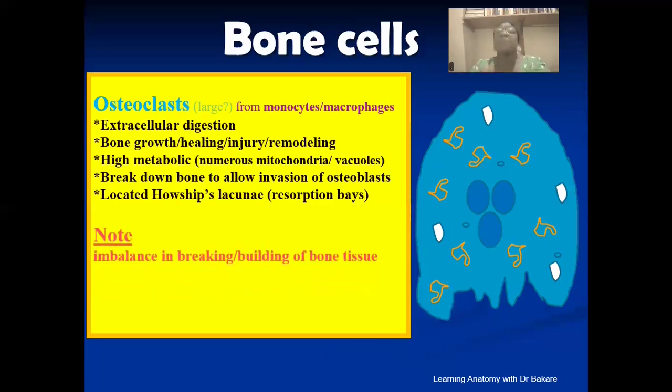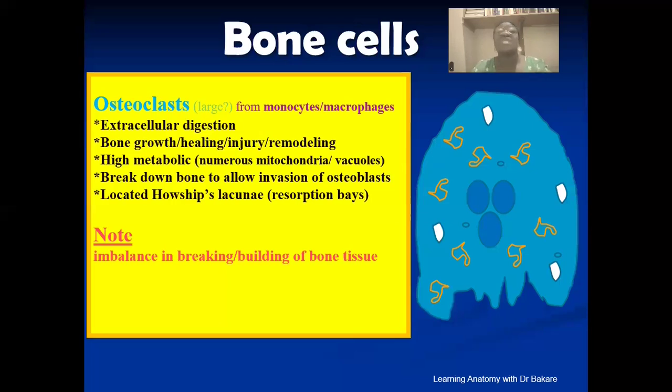It is also important for us to note that there must be a balance between the bone tissue breaking down process and the building up process. Remember when we highlighted what the osteoclasts do, we said that they help to digest the already formed bone tissue so as to create space for the invasion of the osteoblasts. This digestion of the extracellular matrix is a breaking down process.